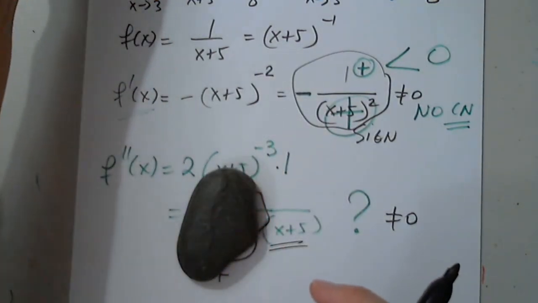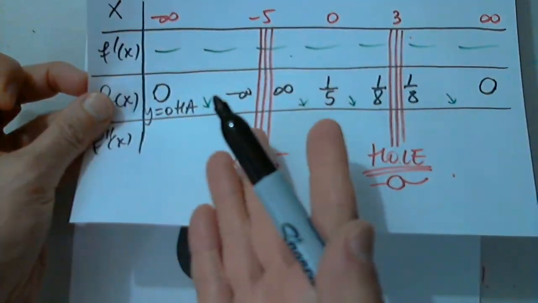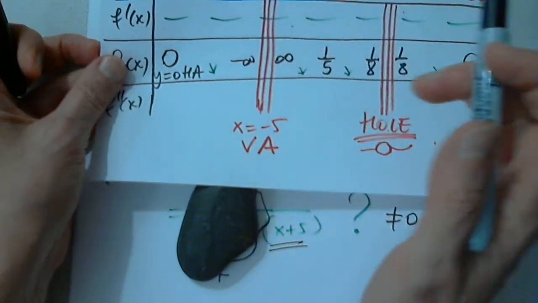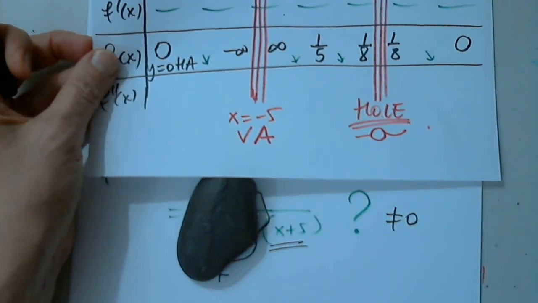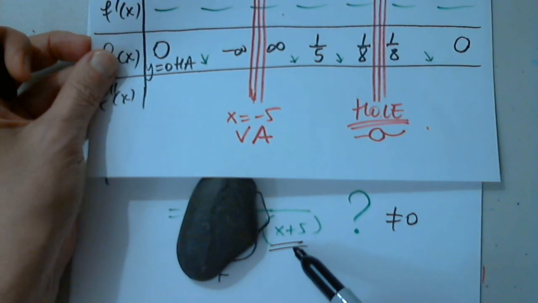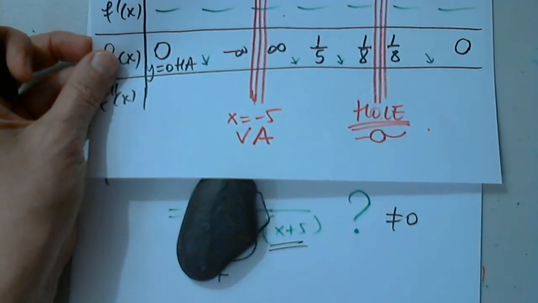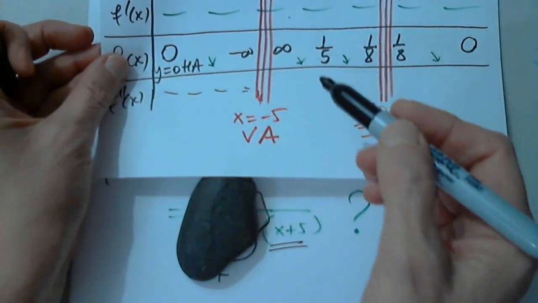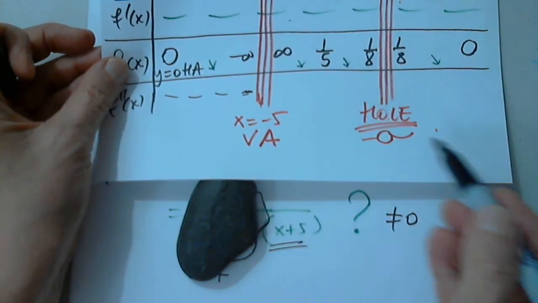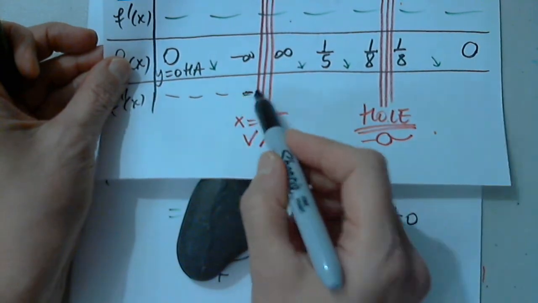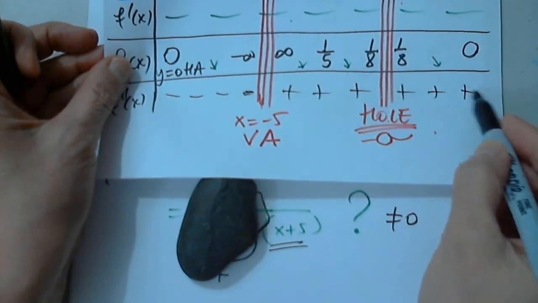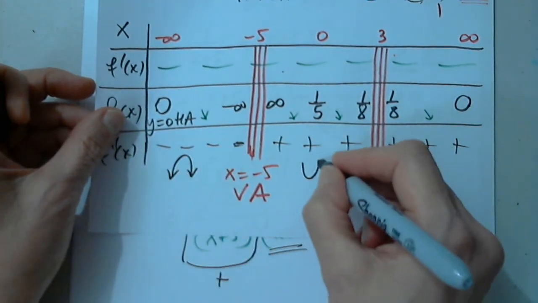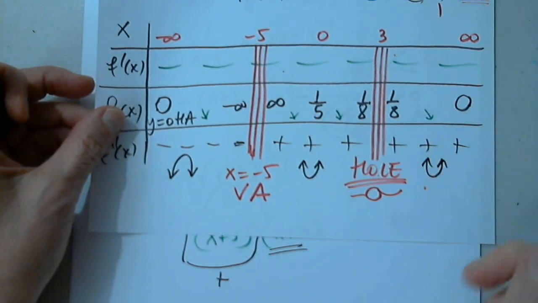So I go back to my table. Before -5, I need a sign. After -5, I need a different sign. Can anyone give us the sign before -5? Negative. Can anyone give us a sign after -5? Positive. That's it. That's all I needed. Does not hold water, holds water, holds water.